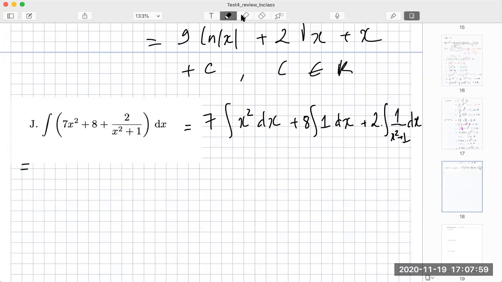So the first guy, what is the antiderivative of x squared? It'll be 1/3 times x to the third. And here, antiderivative of 1. It'll just be x. Very good. 8 times x. And here, the number 2. Look up this formula in the antiderivative sheet I gave you in the class.